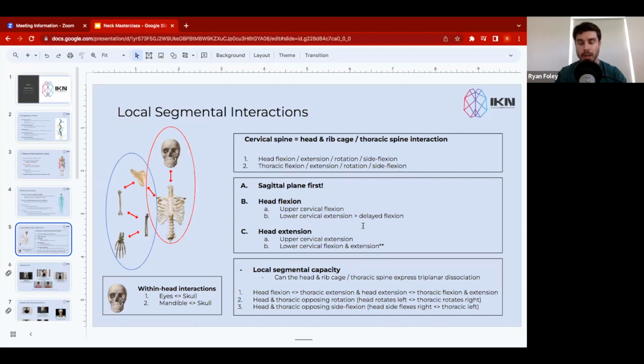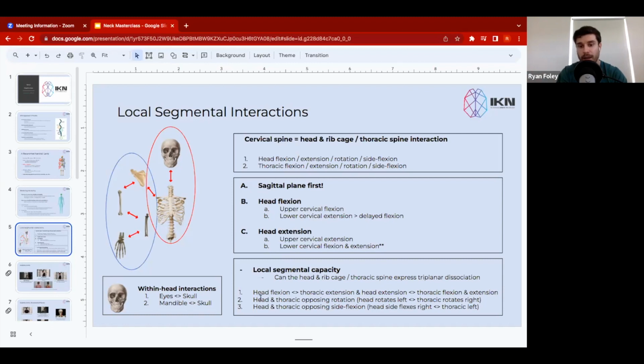Okay, so ultimately we're looking at this from a local segmental capacity standpoint. Can the head and rib cage, thoracic spine express triplanar dissociation, and can we restore some load capacity through the muscular tissues as we begin to restore some dissociation? Okay, so again, remember, we're not working with a unique individual client now with unique symptomatic behaviors. We're talking about the general features that we're looking at to guide our thought process when restoring the load capacity to the local region around the head and neck.